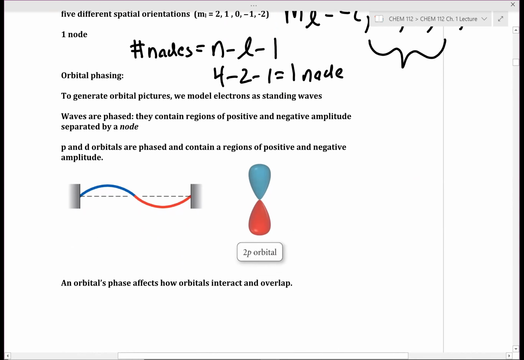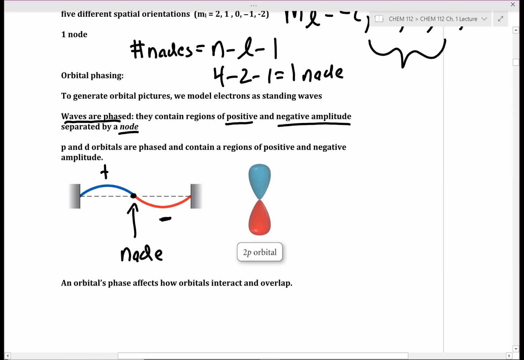Now, recall, how did we make these orbital pictures? What did we describe electrons as? Clouds, sure, but what was that interpretation based on? These small subatomic particles don't just have particle properties, they also have wave properties, exactly. Now, as a consequence of that, waves are phased. So they contain regions of positive and negative amplitude separated by a node. So here's our node in our theoretical wave, right? And we have regions of positive amplitude and negative amplitude, right?